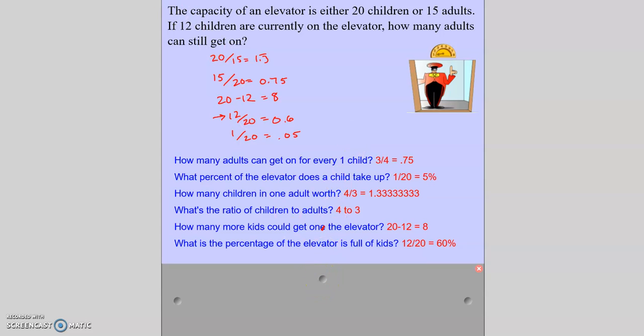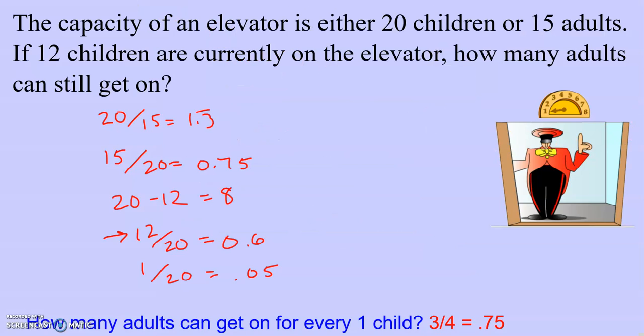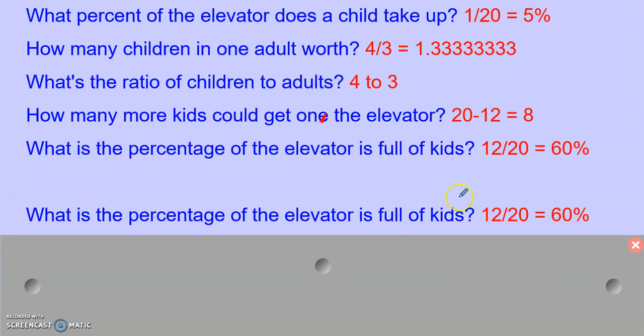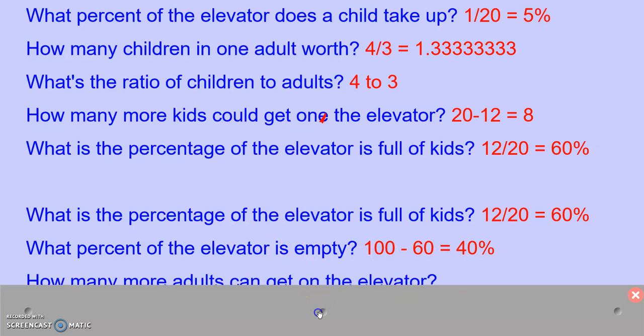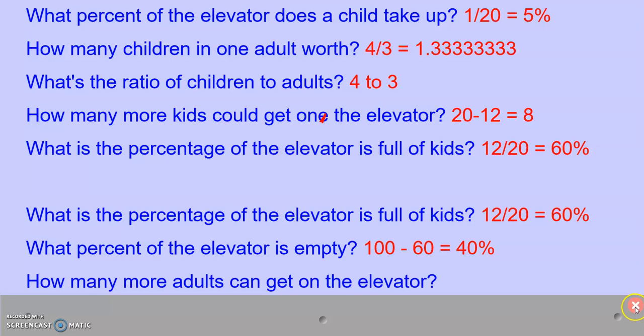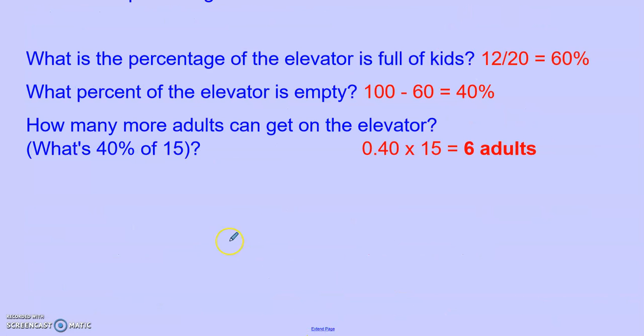Well, here's the way I did it, which might be different than the way you did it. I did this as my first question: what is the percentage of the elevator that is full of kids? And that's 60%. Then I said, what percent of the elevator then is empty? And that's 40%. And then I said, how many more adults can get on the elevator? Another way to say what I'm actually doing is, what's 40% of 15.